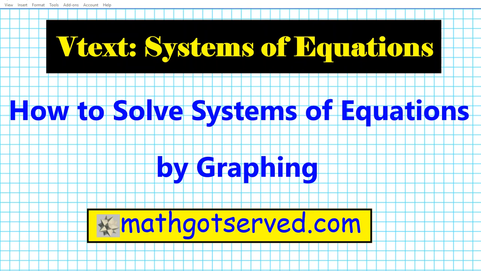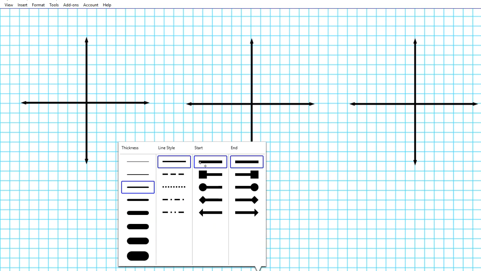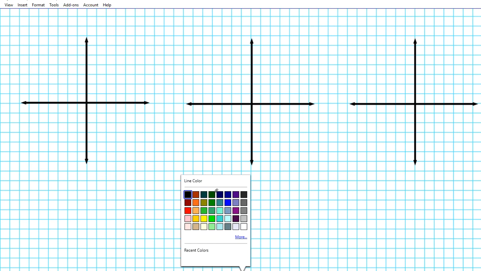In this clip, we're going to be going over our virtual algebra text on systems of equations, focusing on how to solve systems by graphing. Before we take a look at an example, we're going to take a look at the possible types of solutions you can have when you're solving systems of equations by graphing. Let's take a look at the first type of solution we can have.